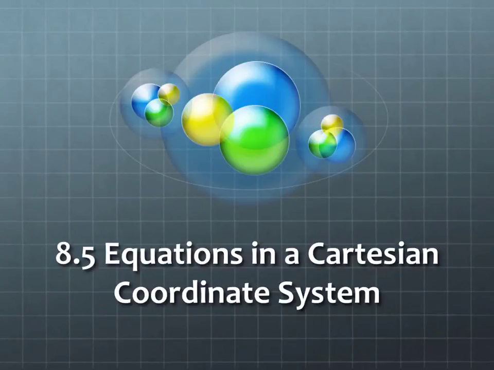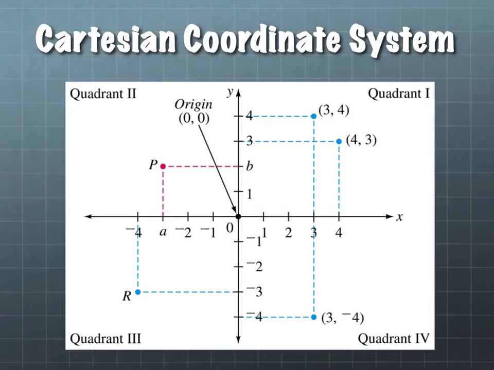Section 8.5 is equations in Cartesian coordinate system. And we're going to start out by reminding you what the Cartesian coordinate system is. So this is an image of the Cartesian coordinate system. You'll notice that quadrant 1 is in the top right-hand corner, and it goes counterclockwise around.